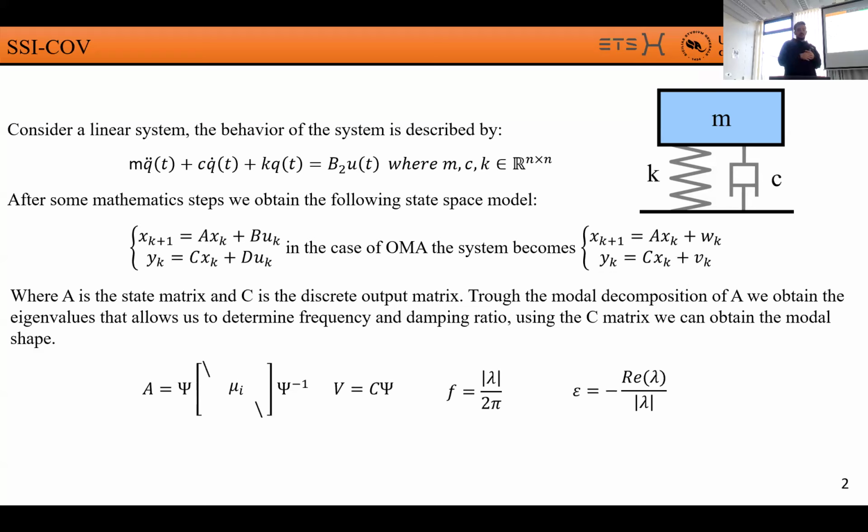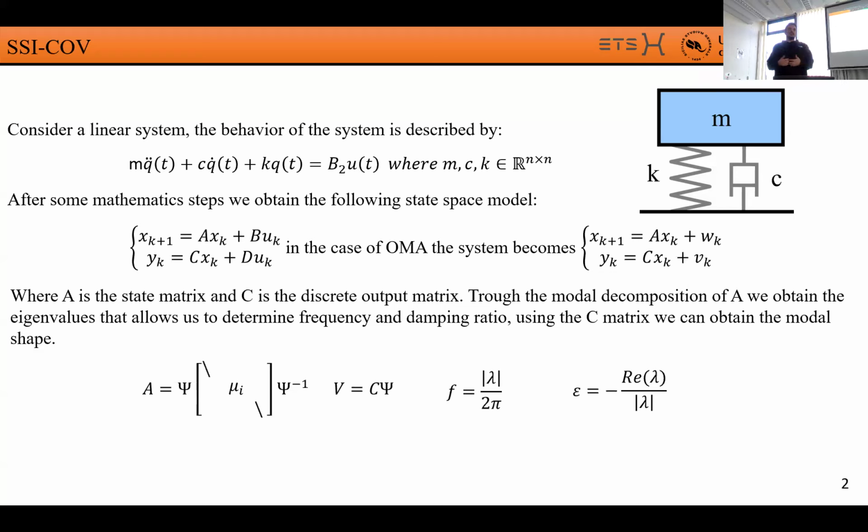With some mathematical steps, we obtain the state space model, in which the first equation describes the evolution of our system, while the second one describes the measurements. But as I said before, in OMA we don't know the input, so the terms BUK and DUK became the terms WK and VK, where WK is the process noise that accounts for all the problems that we could have in the model, while the second one is the measurement noise that is linked to all the problems that we could have during the measurements in general.